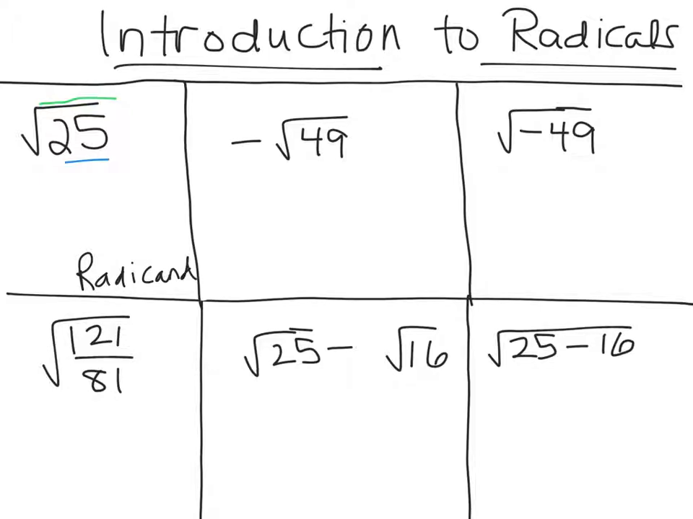And the big idea with square roots is it's basically asking the question, what times itself is 25? And since 5 times 5 is 25, then the square root of 25 is 5.